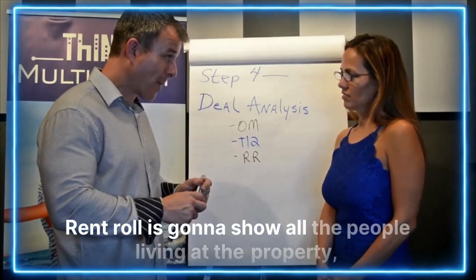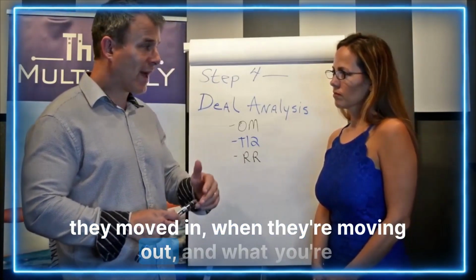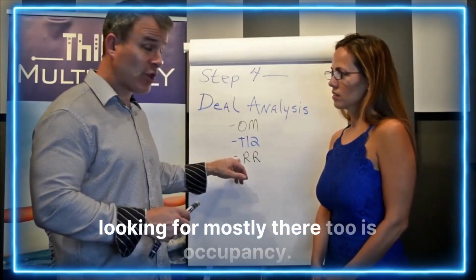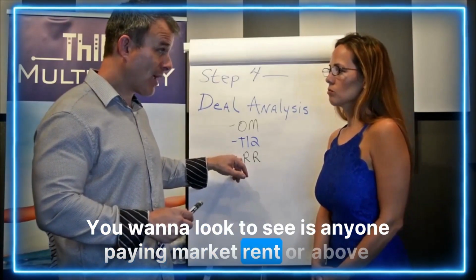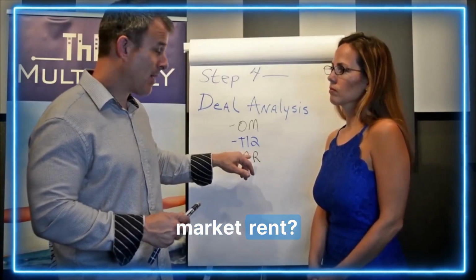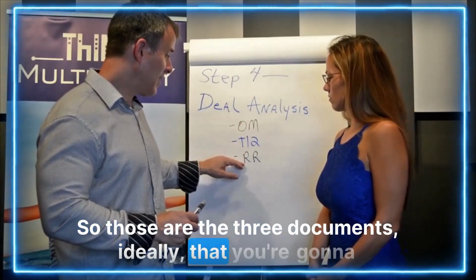The rent roll is going to show all the people living at the property, what they're paying, when they moved in, when they're moving out, and what you're looking for mostly there is occupancy. You want to see, is anyone paying market rent or above market rent? How many people pay below market rent? So those are the three documents ideally that you're going to get.